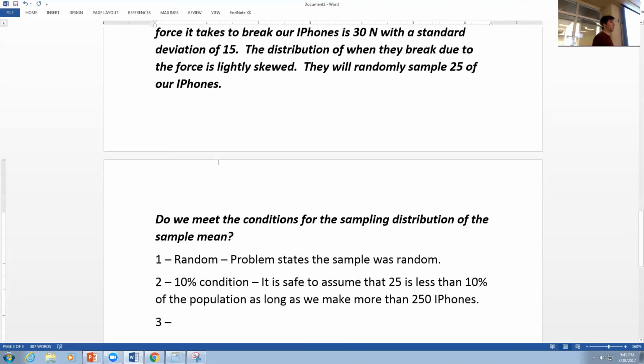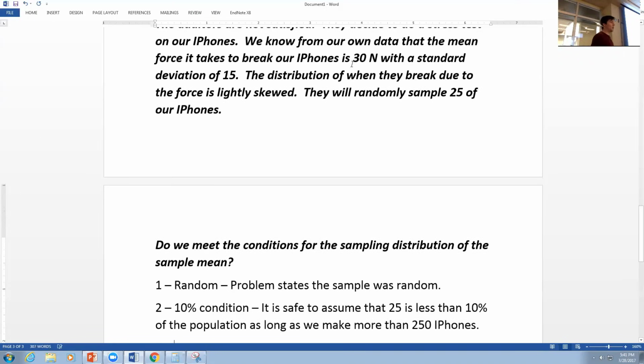And a few ways you'll see. One, it's large enough if you're given the mean and the standard deviation. If you're given an actual mean and standard deviation related to quantitative data, you'll also be given the shape of the distribution. So I said that this is lightly skewed. If it's lightly skewed, don't worry, it's good.